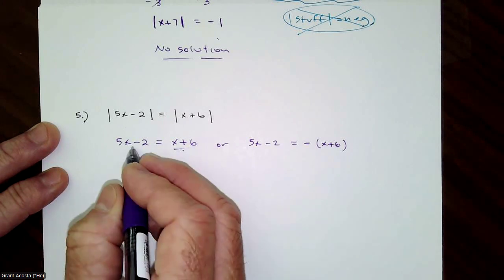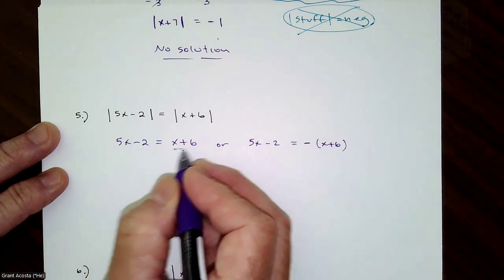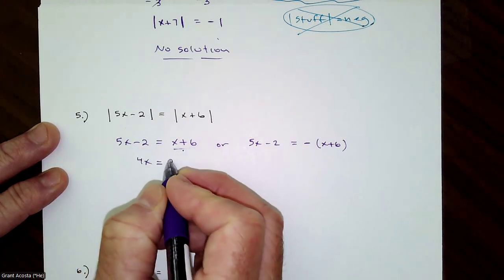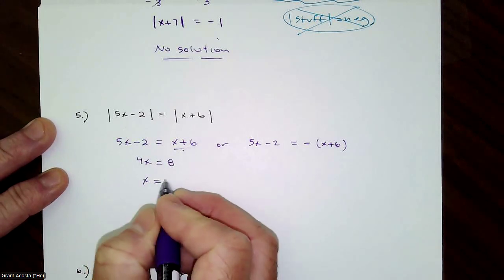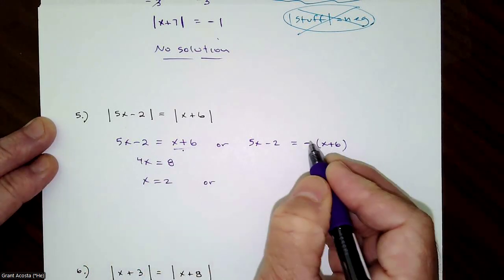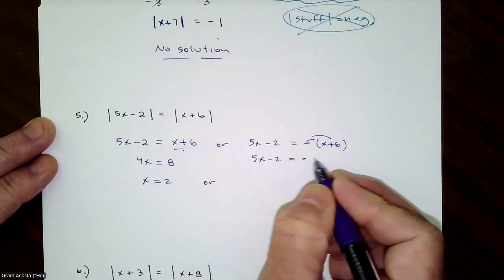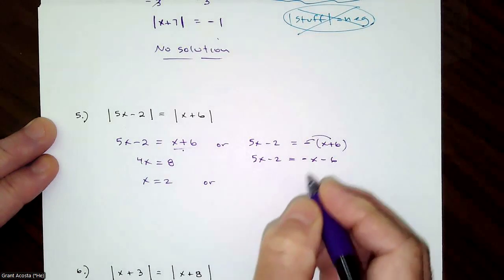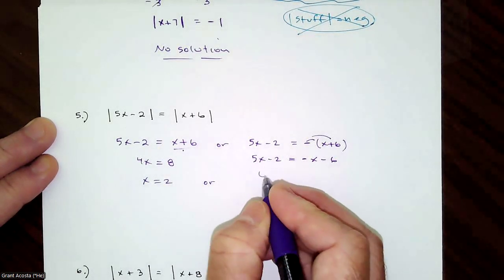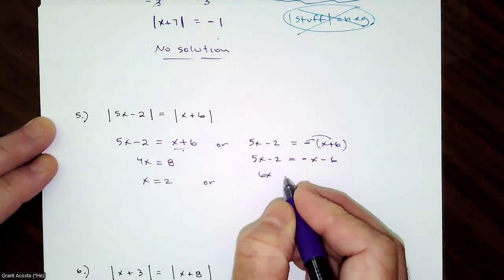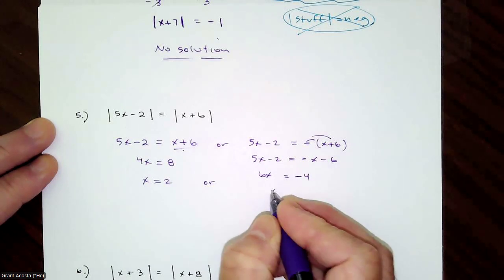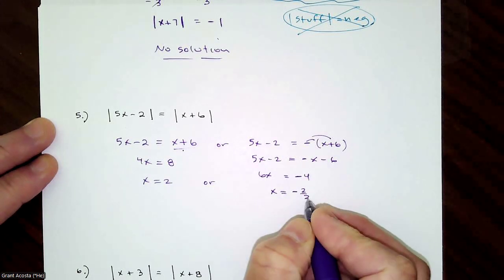So if I subtract x over here, add the 2 over here, I get 4x is equal to 8. x is equal to 2. I'm going to distribute over here. So 5x minus 2 equals negative x minus 6. Add the x over here, add the 2 over there. That's going to be negative 4, and that's going to give me negative 2/3.